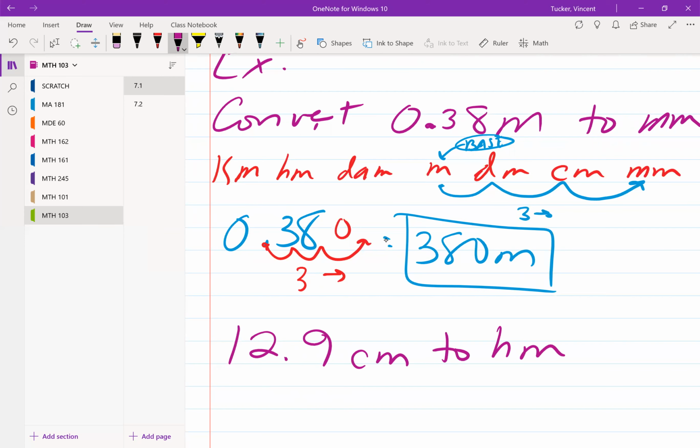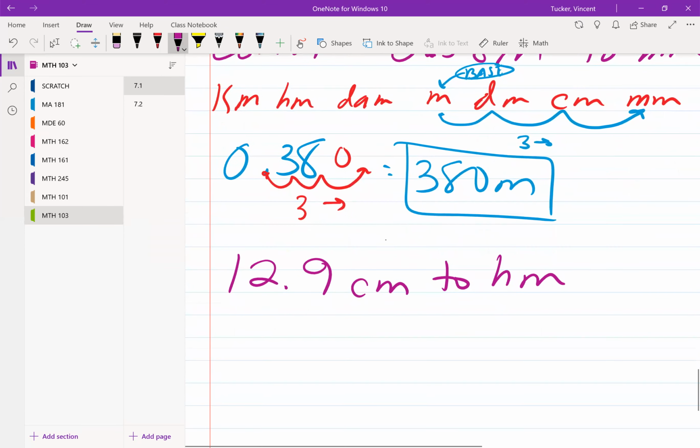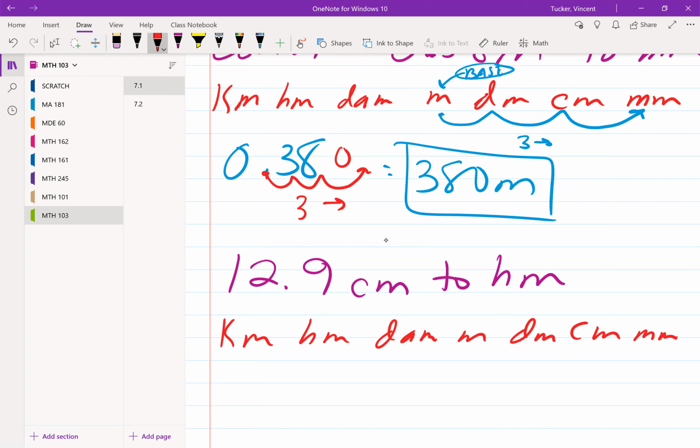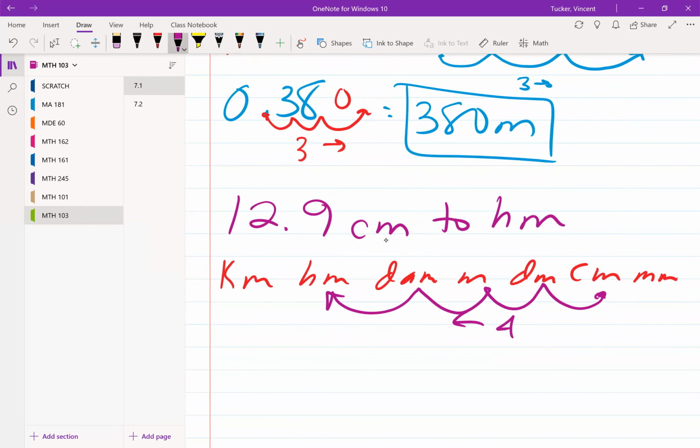So let's do 12.9 centimeters to hectometers. I'll go ahead and rewrite that order under here again. So now I'm at centimeters, and I want to get to hectometers. So I'm going 1, 2, 3, 4 to the left. When I look at that 12.9, I'm going to take the decimal 1, 2, 3, 4 to the left.